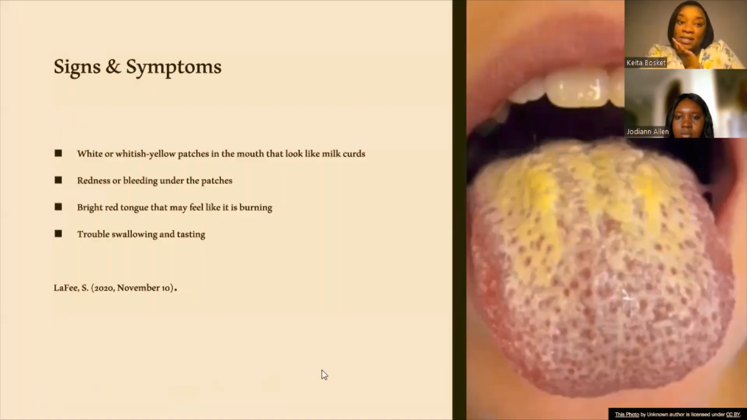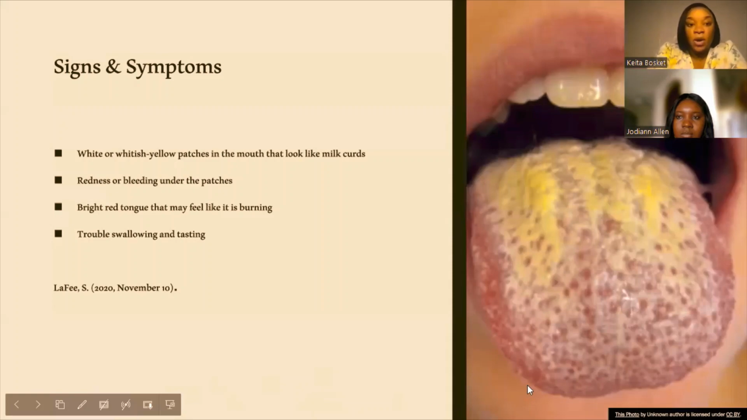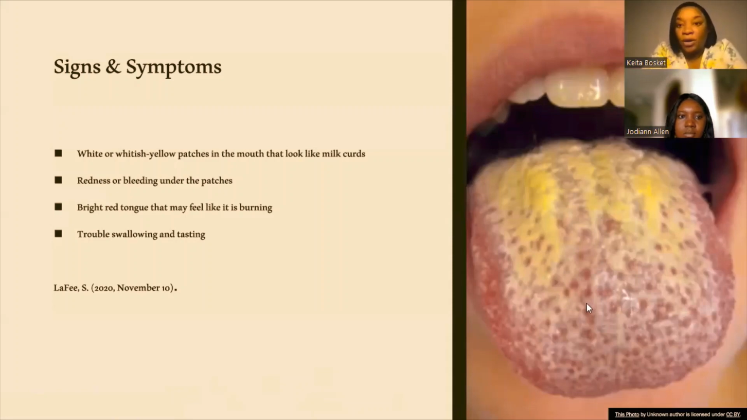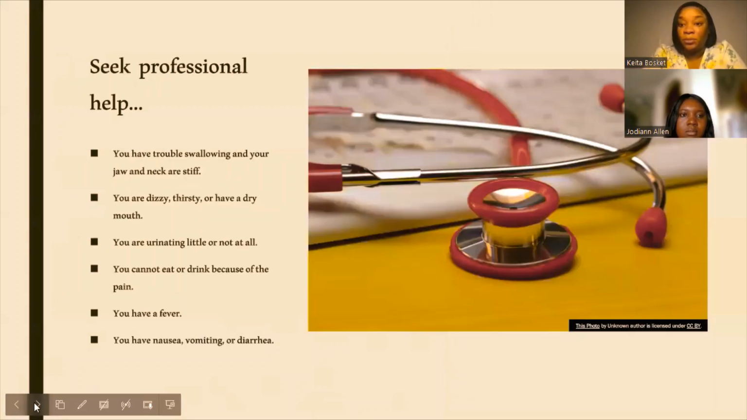Some of the signs and symptoms are white and yellow patches on the tongue, redness or bleeding under the patches, a bright red tongue, meaning it's very sore, and you may have problems tasting your food or even swallowing. If you feel these symptoms, it's best that you seek professional help. Other symptoms to look out for are dizziness, being very thirsty, urinating little to none, and not being able to eat or drink anything.